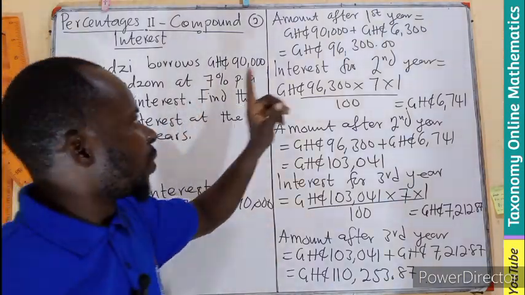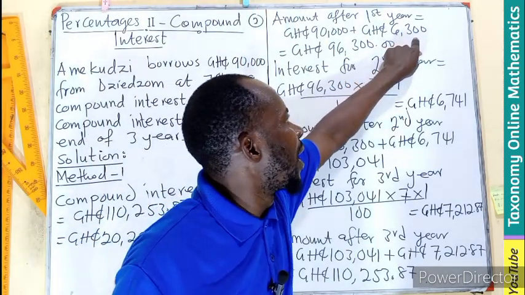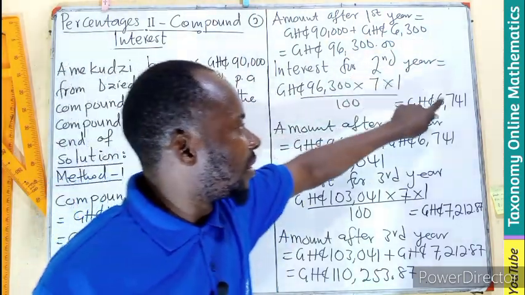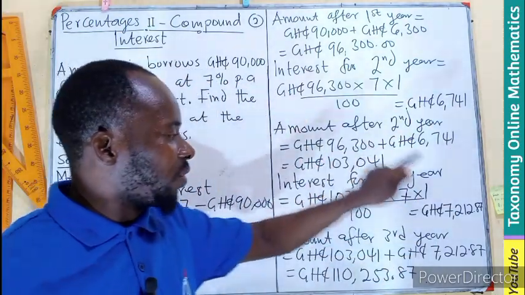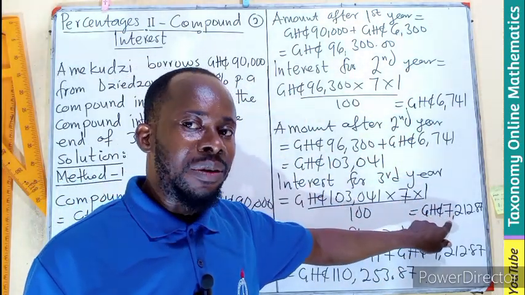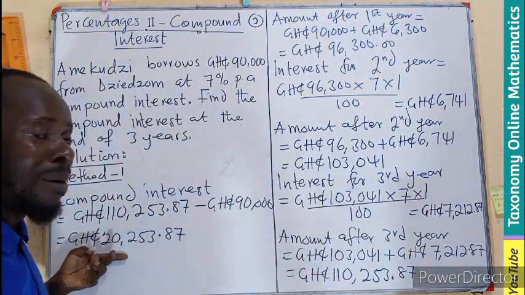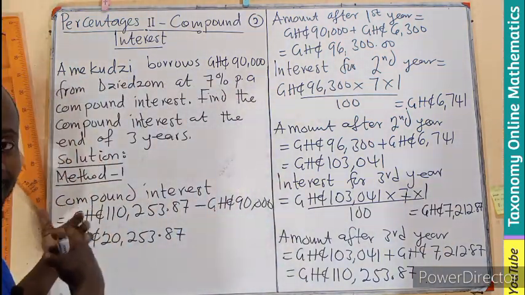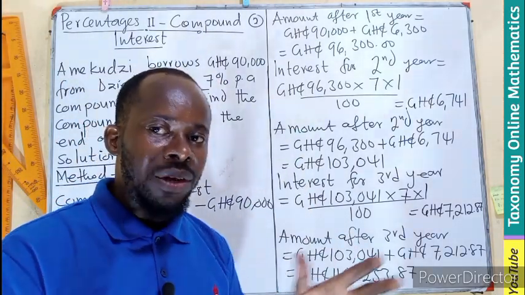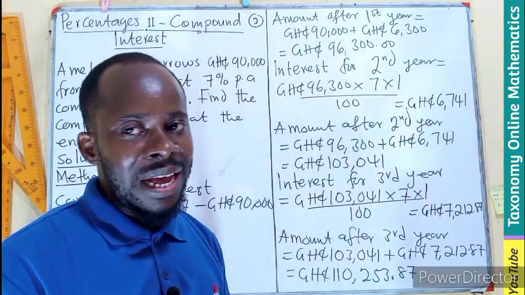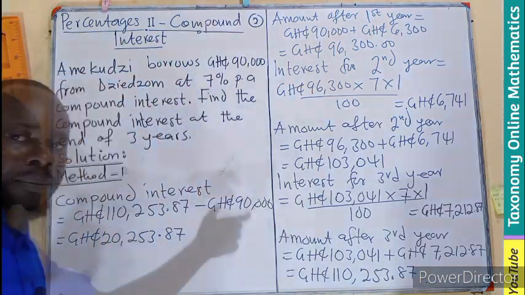All right. Remember, this is not the only way you can find the compound interest. You can find the interest for the first year, which was 6,300, plus the interest in the second year, 6,741, plus the interest in the third year, 7,212.87. If you add, you come back to the 20,253.87. This is the step-by-step approach in arriving at the answer. A bit lengthy. Let's take the method 2, which I know you might prefer.